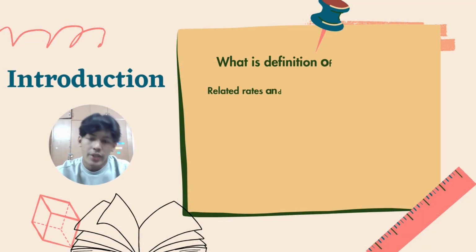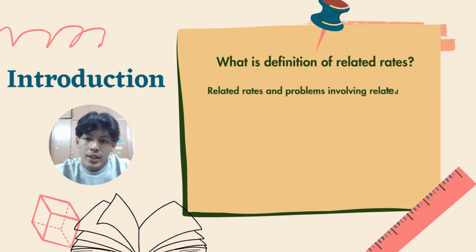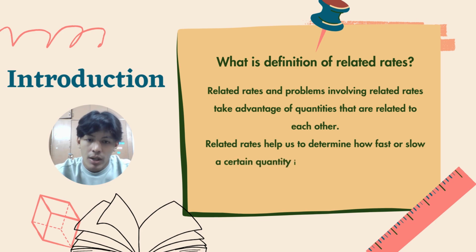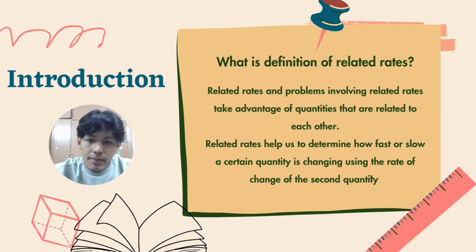So we move to the introduction. In application of differentiation, there are two subtopics, which are related rates and maximum minimum problems. Today we would like to present to you about related rates. So what is the definition of related rates? Related rates problems take advantage of quantities that are related to each other. Related rates help us to determine how fast or slow a certain quantity is changing using the rate of change of the second quantity.